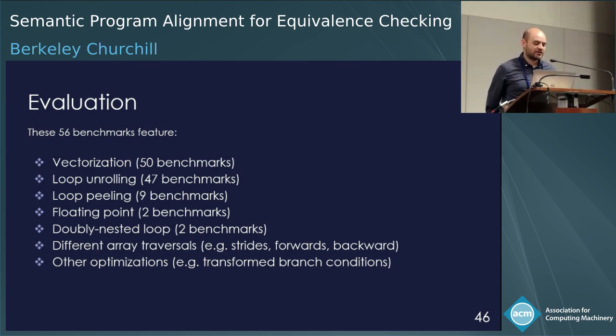Many had loop unrolling and loop peeling. Some of these also had warm-up and cool-down loops once they were optimized. We had a little bit of floating point, and we had an example of a doubly nested loop in there. Often these benchmarks are traversing over arrays, and there's a whole bunch of other optimizations that GCC and LLVM are performing. It's hard for us to actually go through and enumerate all of them, but for example, we see that they have transformed branch conditions. So there's a lot of different things that we're able to verify.